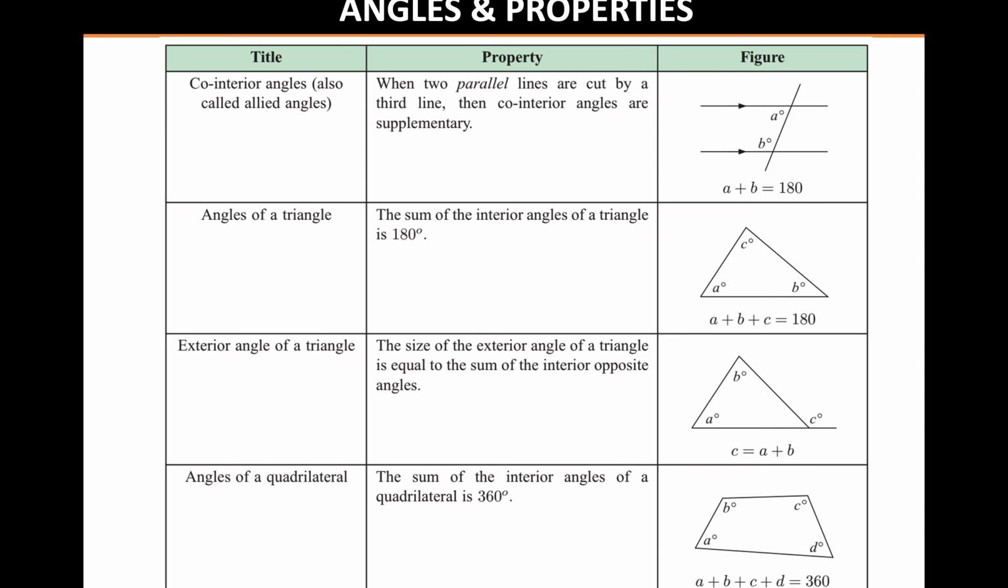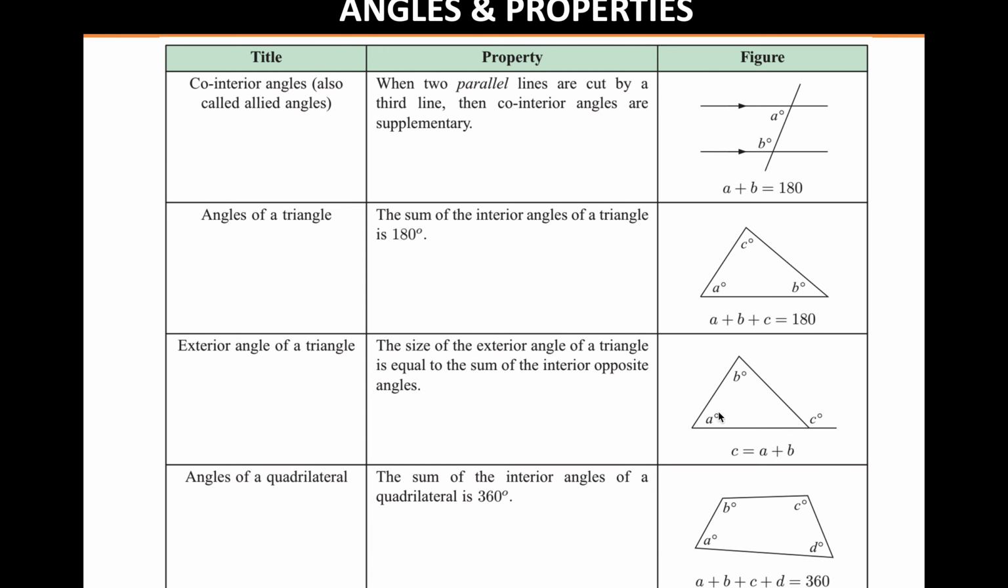And this is another parallel line concept, co-interior angles. When we have two parallel lines cut by a third line, the sum of the angles opposite to each other or next to each other like this is 180, and again it can be called supplementary.